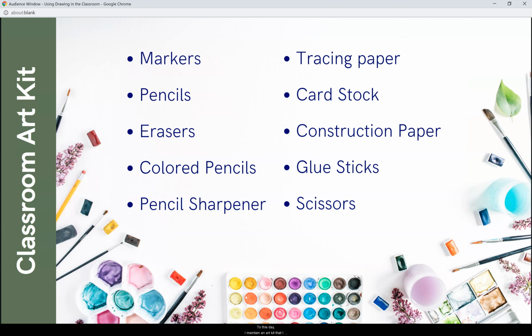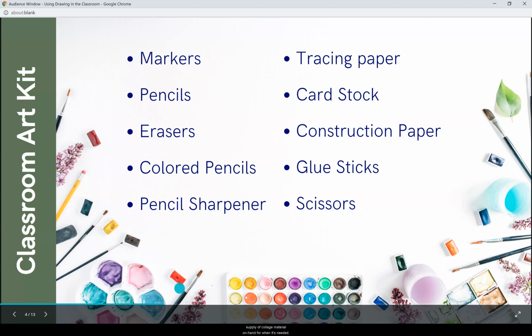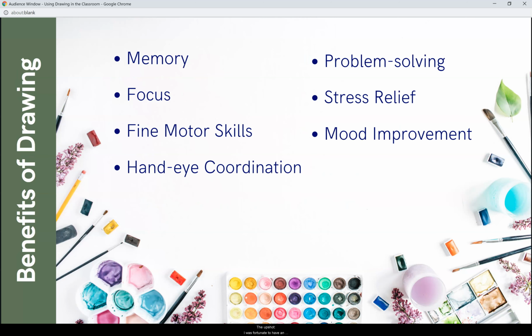Even today, I maintain an art kit that I carry to class when I have art activities planned. The kit includes markers, pencils, erasers, colored pencils, a pencil sharpener, tracing paper, cardstock, construction paper, glue sticks, and scissors. My librarian colleagues all know that I accept any periodicals destined for the trash, so I always have a fresh supply of collage material on hand for when it's needed. The upshot: I was fortunate to have an early lesson in the value of incorporating artistic expression in the classroom.